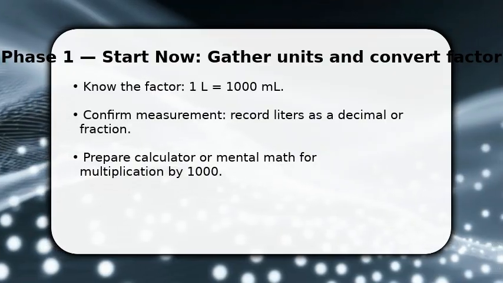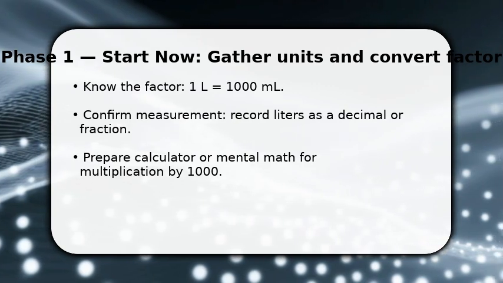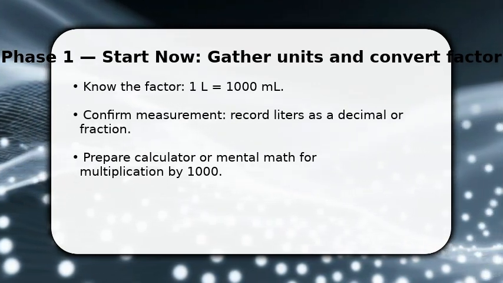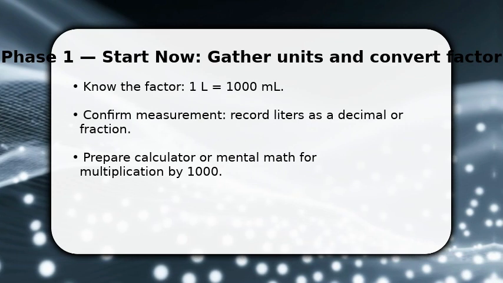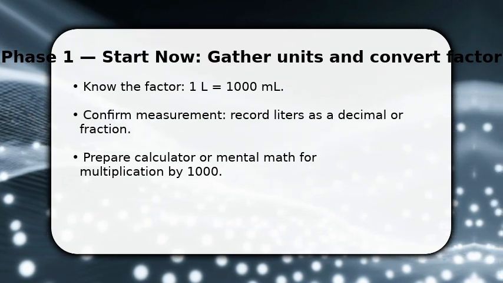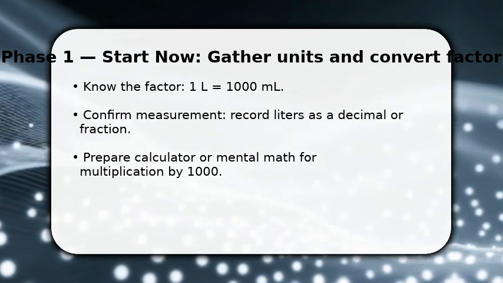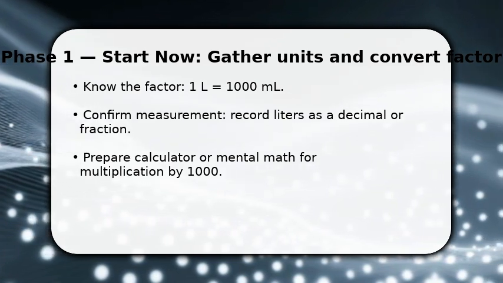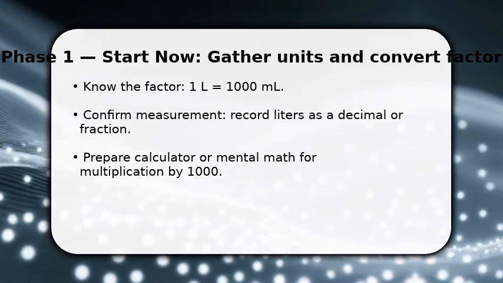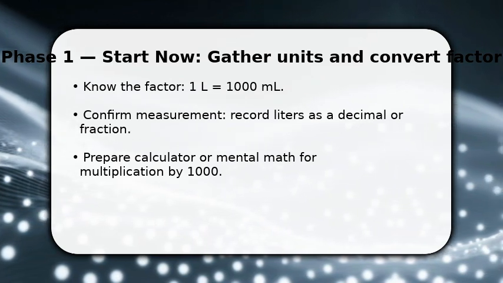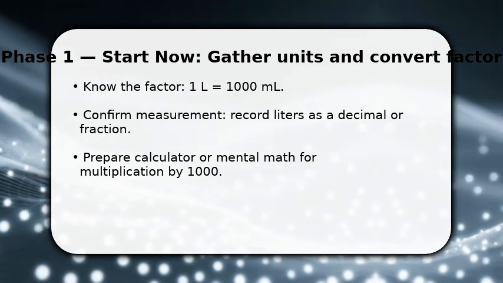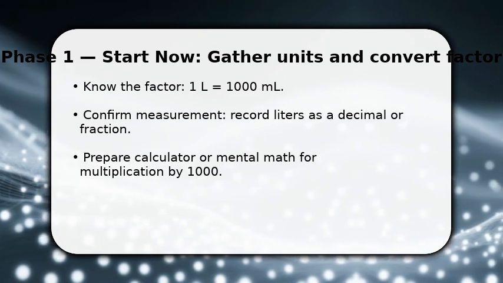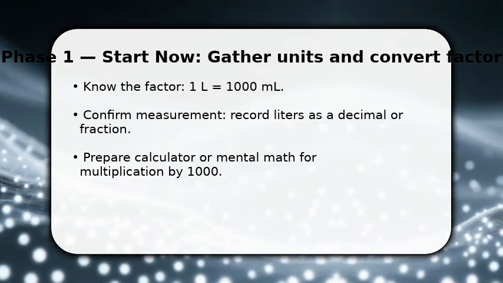You start by locking in the conversion factor. 1 liter equals 1,000 milliliters. Once that's clear, make sure your measurement of liters is in a single numeric form, decimal or fraction, because mixing formats slows you down. Multiply the liters by 1,000 immediately. You don't need extra steps. For example, 0.75 L times 1,000 becomes 750 ml.